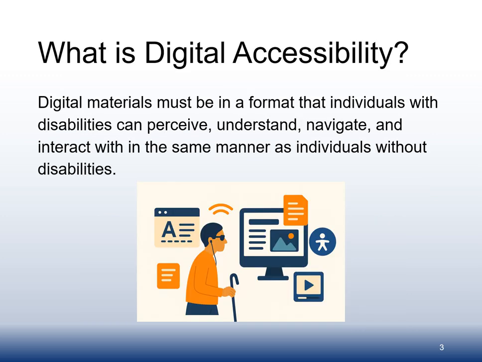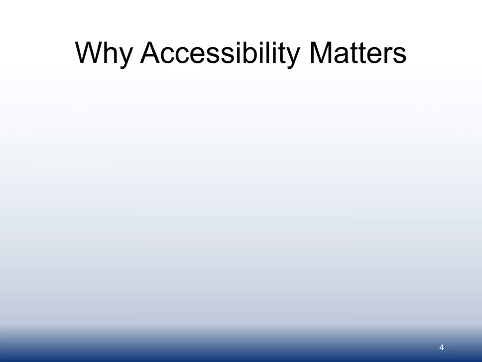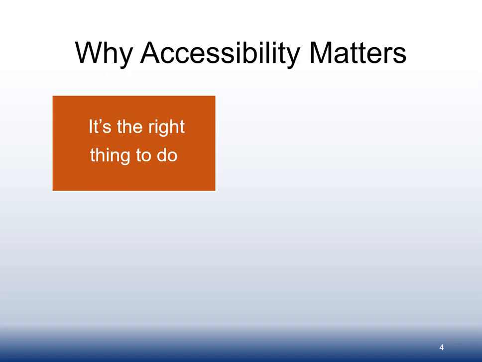What is digital accessibility? Digital materials must be in formats that individuals with disabilities can perceive, understand, navigate, and interact with in the same way as individuals without disabilities. Why does accessibility matter? First and foremost, it's the right thing to do. Every student who comes to CCBC deserves the chance to fully participate in their education. Accessibility is about equity, fairness, and honoring the diverse needs of our learners.